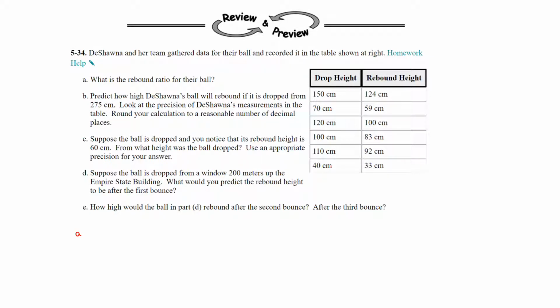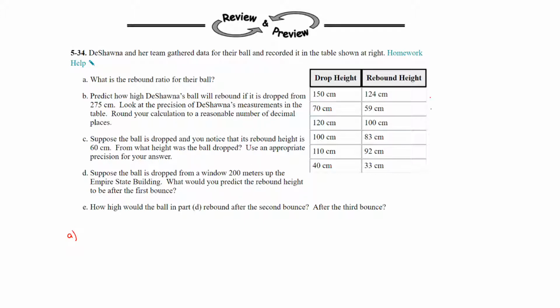Welcome to problems 34 to 39 from Chapter 5. Deshauna and her team gathered data for their ball and recorded it in the table shown at the right. So you can see you have the drop height compared to the rebound height. We're going to answer a couple questions based on this information. What is the rebound ratio for their ball?